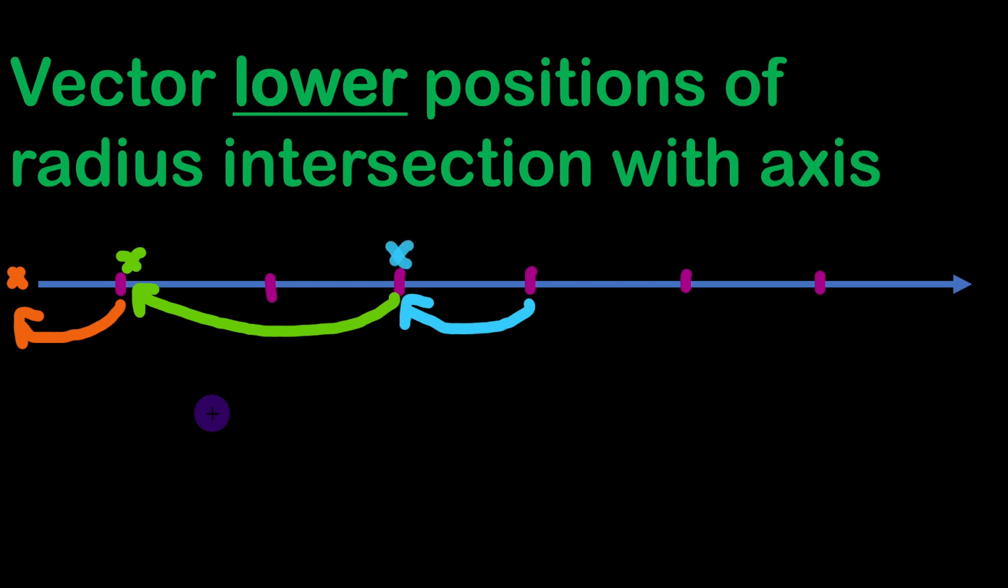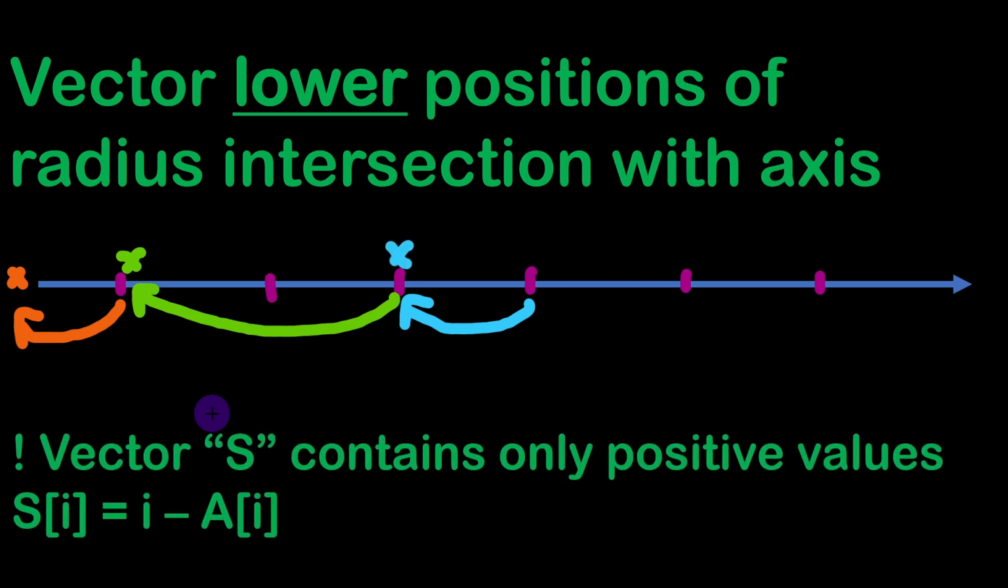So we will obtain a vector, let's call it S, meaning the starting positions on the axis of the disks, where the element S[i] is equal to i minus A[i]. However, we are going to keep only the positive values. All the negative values will be replaced by 0 because all the disks starting at a negative position are considered to start at position 0.